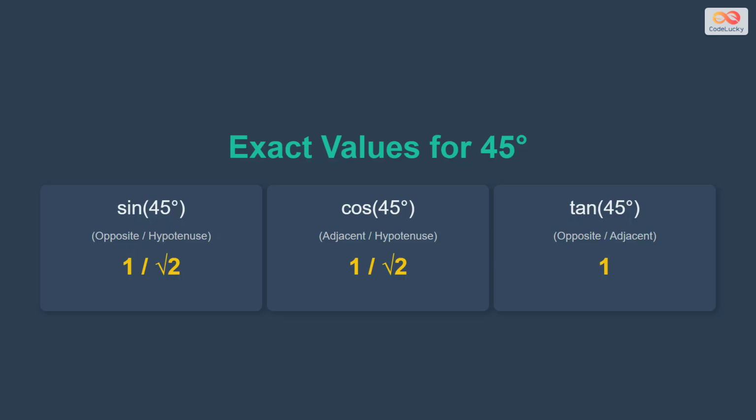Using our 45, 45, 90 triangle, we can now find the trig values for 45 degrees. The sine of 45 degrees is opposite over hypotenuse, which is 1/√2. The cosine of 45 degrees is adjacent over hypotenuse, which is also 1/√2. Finally, the tangent of 45 degrees is opposite over adjacent, which is 1 divided by 1, giving us 1.